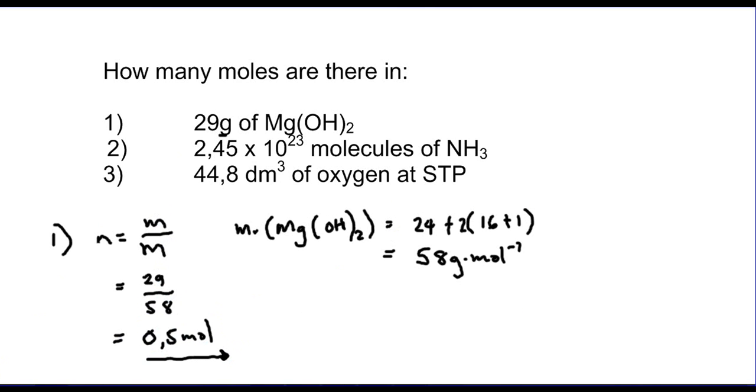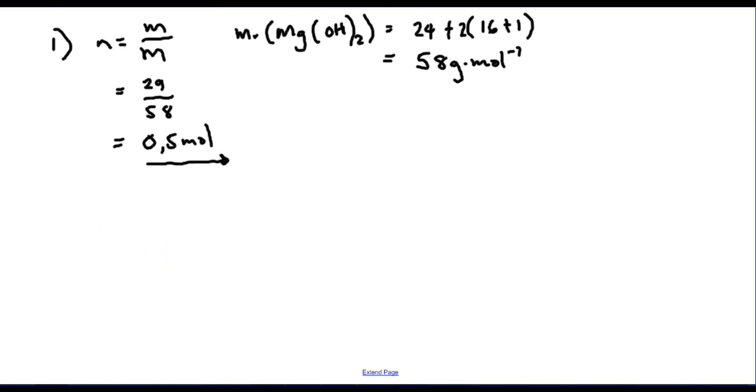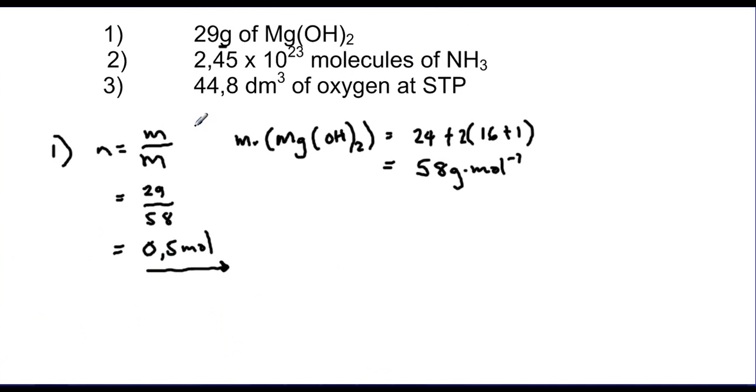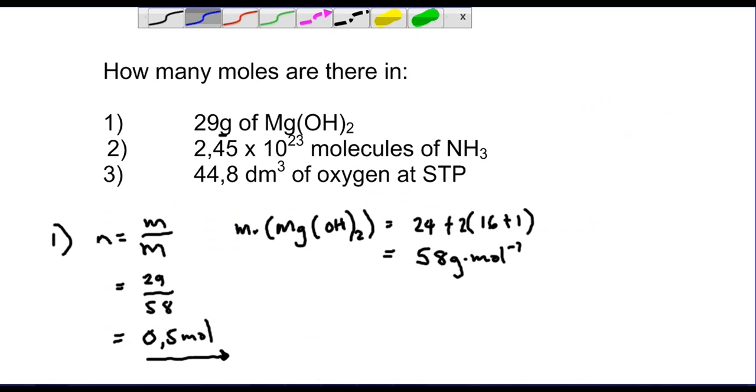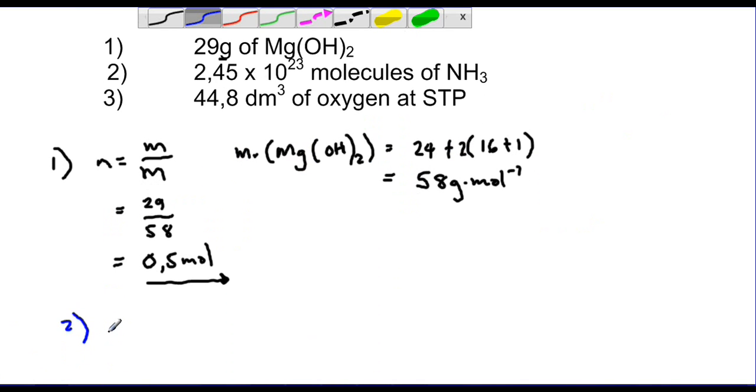If you look at our second example that we have here, we see that we have to calculate moles using molecules. So if you look at number 2, we got 2.45 times 10 to the 23 molecules of NH3, which is ammonia. And when we have number of molecules of any type of particles, we have to use n is equal to N over Na. So we know our equation is number of moles is equal to number of particles over Avogadro's number of particles.